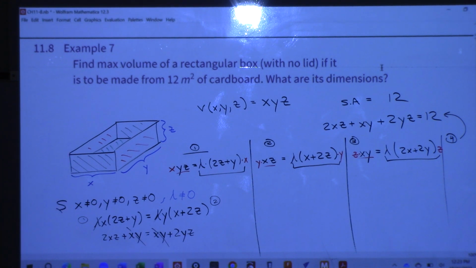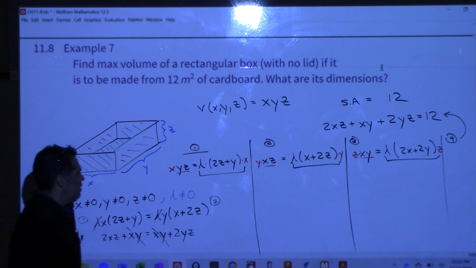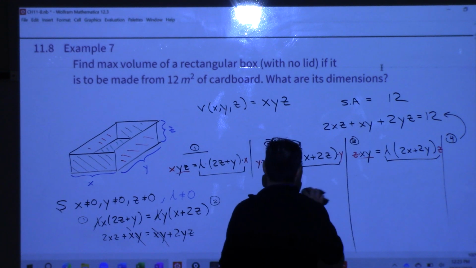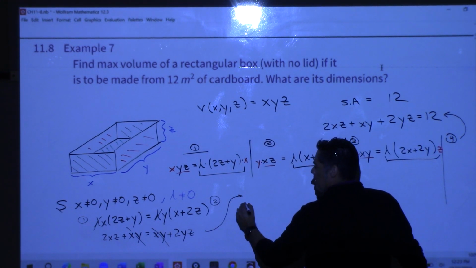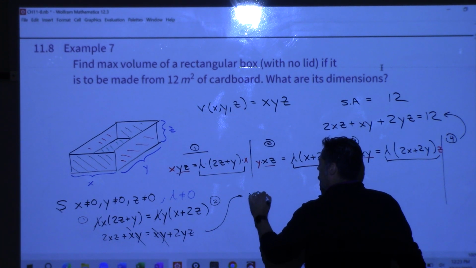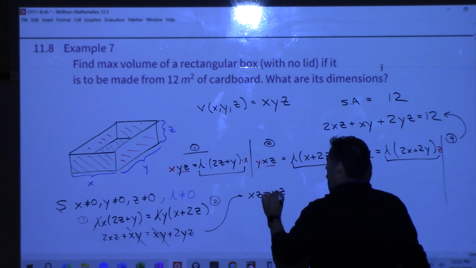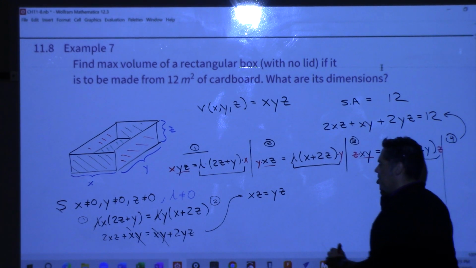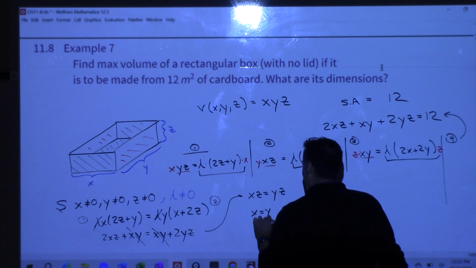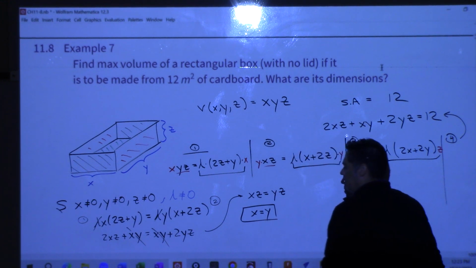And I see a 2 on both sides. That can go away as well. So what does this become? xz equals yz, and I can divide both sides by z. Z is not 0. This means x is y. Ooh, that's good news. That's good news.